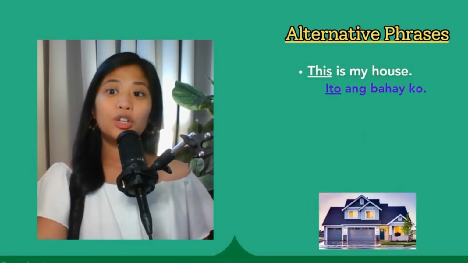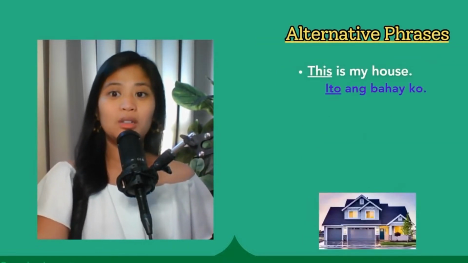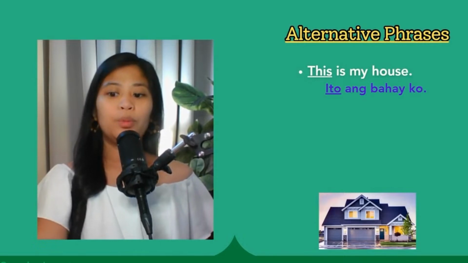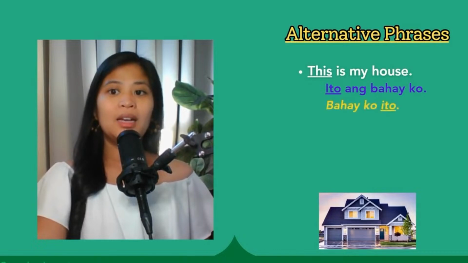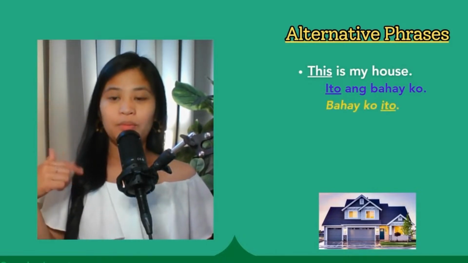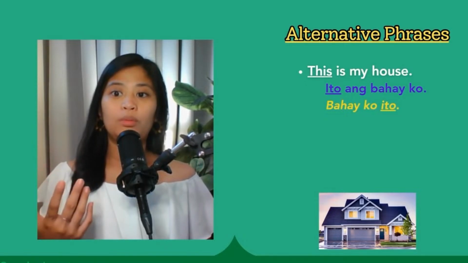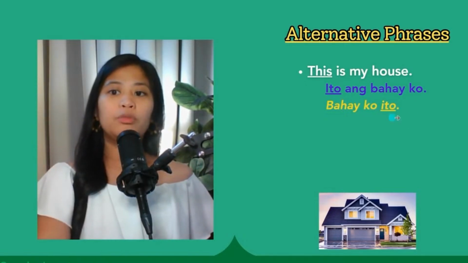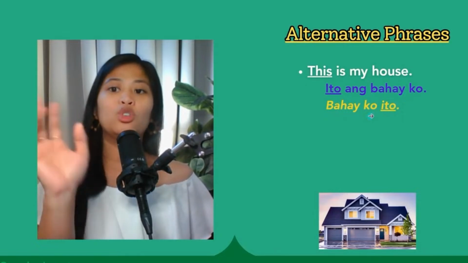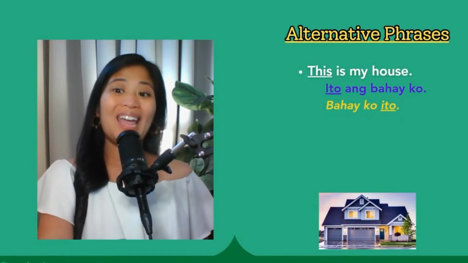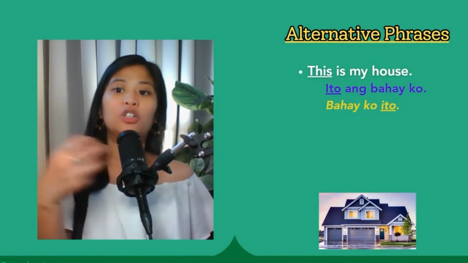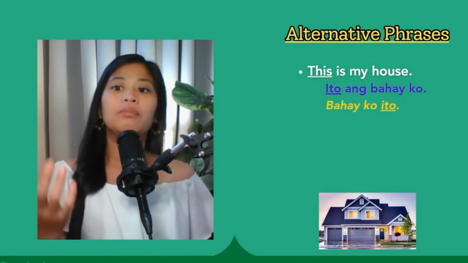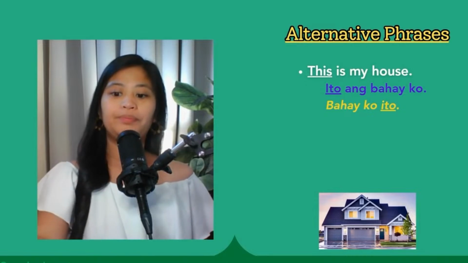Now there is an alternative way to say these phrases, which is still correct. So this is my house, we just learned. Ito ang bahay ko. You might also hear it as bahay ko ito. So it's using that demonstrative pronoun ito, and then there's the object and there's the pronoun. So the word order is switched up and we took out the word ang. It's just kind of included in that phrase already. Bahay ko ito, this is my house.